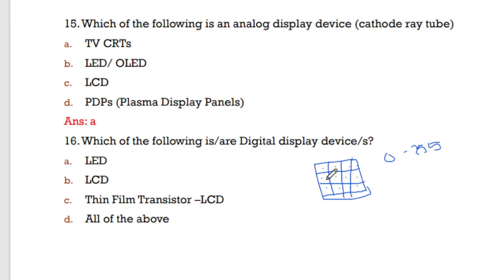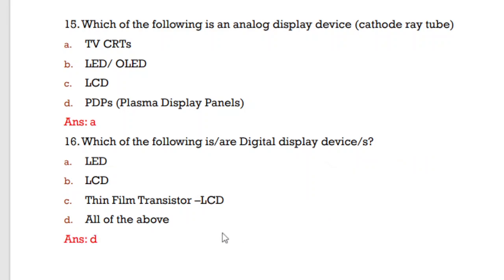So the digital display devices are, we know, LED, LCD. LED is light emitting diode, LCD is liquid crystal display, and thin film transistor LCD. This is one of the types of display device under LCD. Now what is the answer for this? That is, all of the above are the display devices.